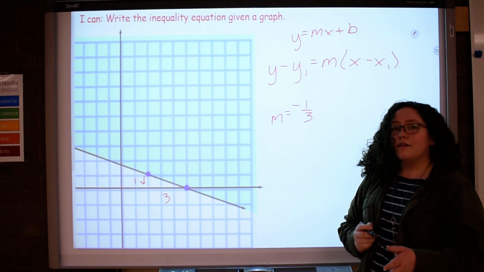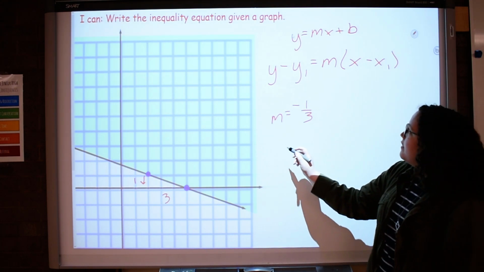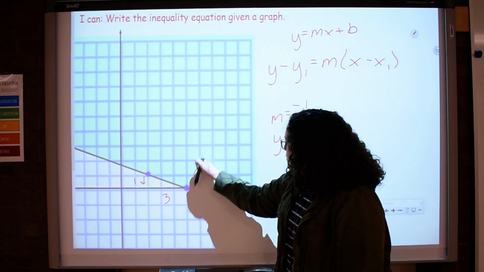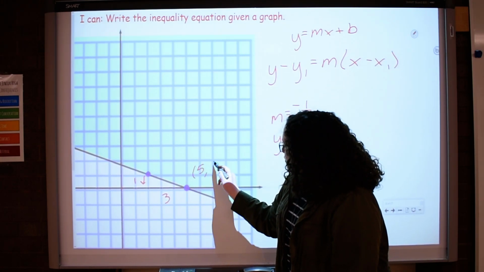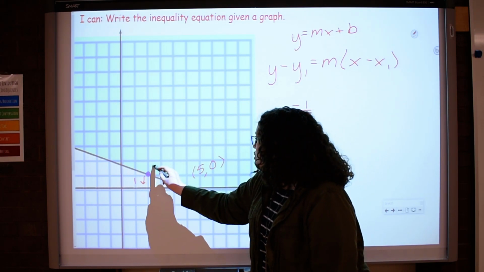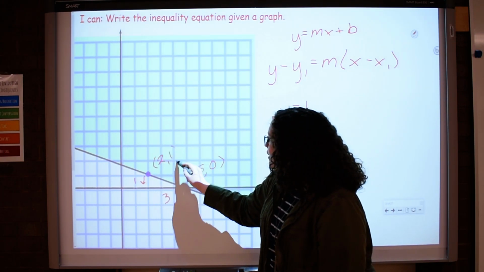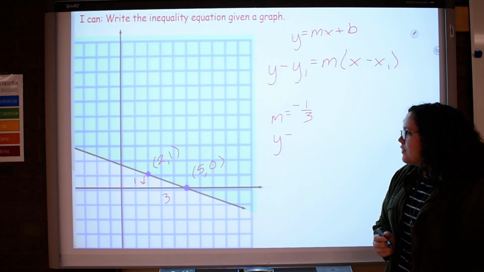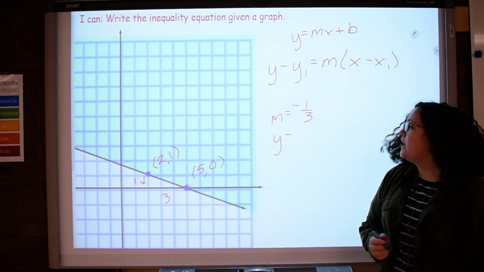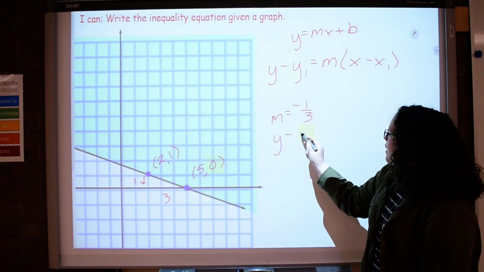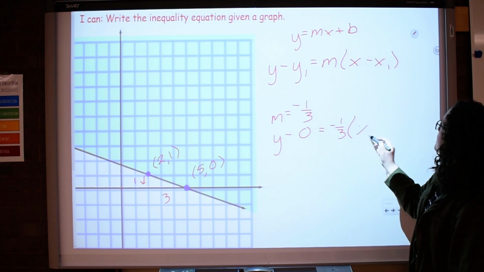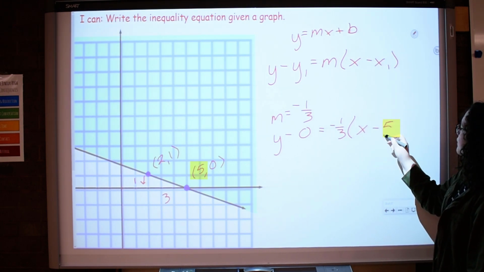Very good. All right. So now we've got that, y minus, my points here are 5, 0, and 2, 1. Honestly, pick your favorite between the two. I'm going to pick 2, 1. Why not 5, 0? 0 is so easy. You know what? That's a good point, Mr. Craig. Let's use 0. So we've got y minus 0 equals negative 1/3, parentheses x minus 5.